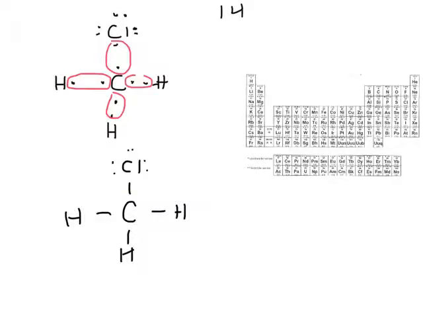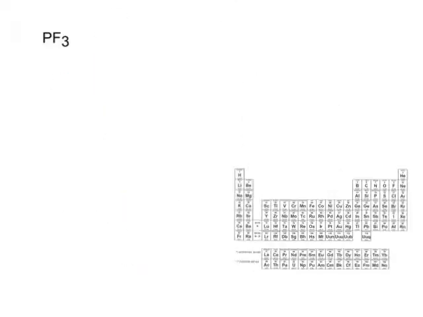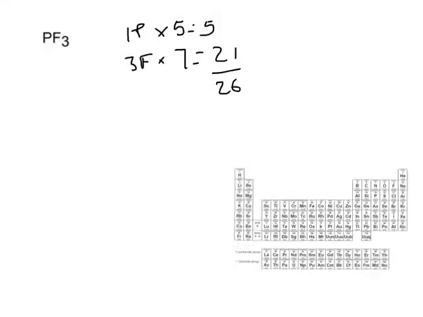Let's do another example. Okay, I have PF3, so I'm going to make my total. I have 1 phosphorus times 1, 2, 3, 4, 5. And I have 3 fluorines times 1, 2, 3, 4, 5, 6, 7. So my allowed total is 26.